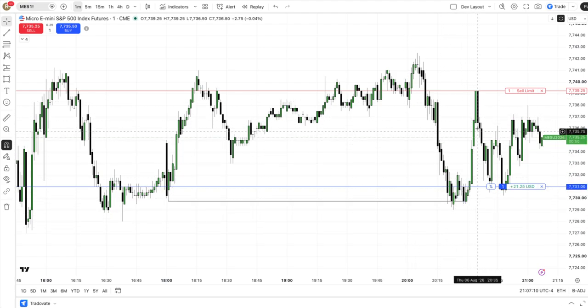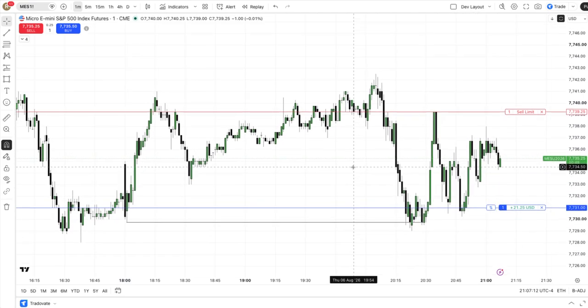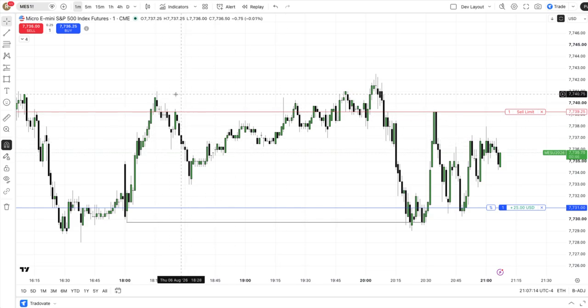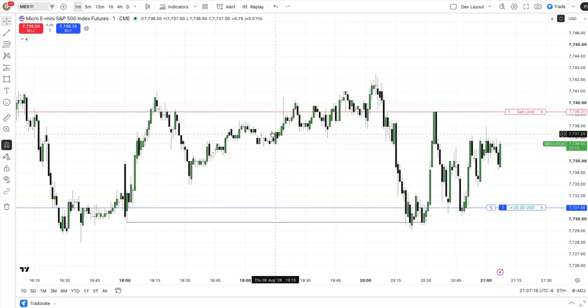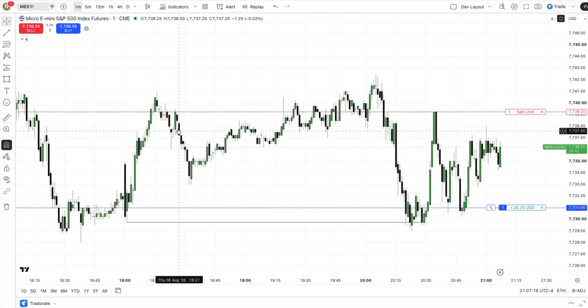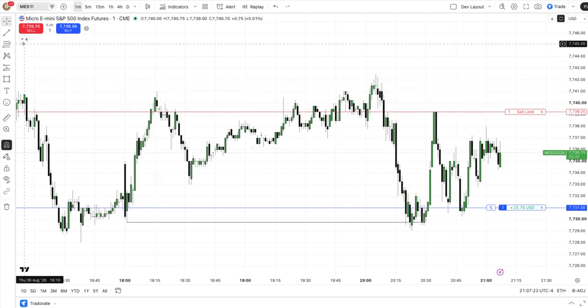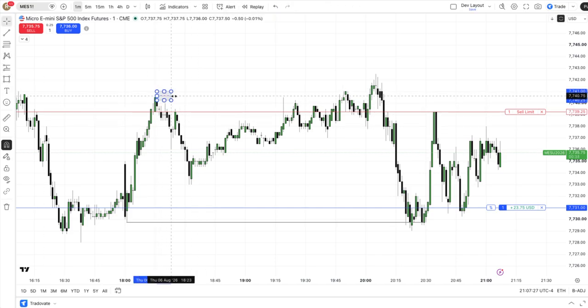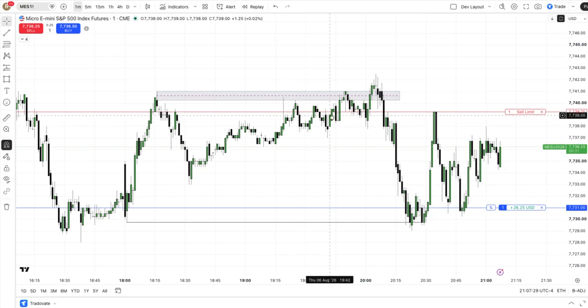We need to have a bias in here, okay? On the other hand, the resistance is again, any point in time, start moving backwards, any significant swing high that you see. I see this one. Again, you can mark that as your resistance, and price should react around it.